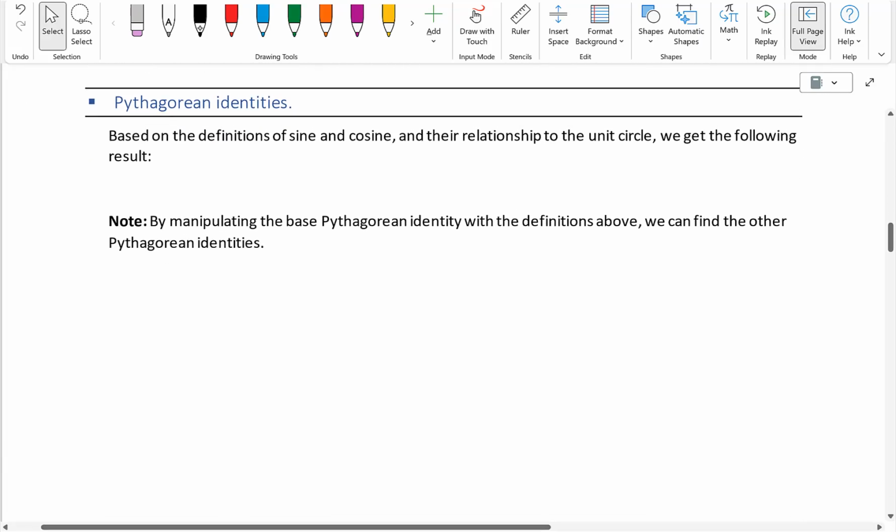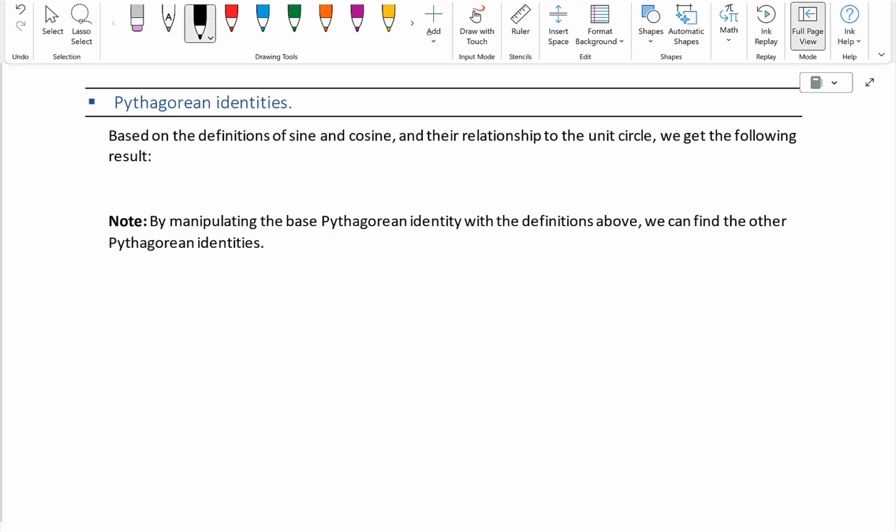For the Pythagorean identities, we want to start back with that unit circle. So based on the definitions of sine and cosine and their relationship to the unit circle, we get the following result. We have, of course, that our unit circle was x squared plus y squared equals 1.